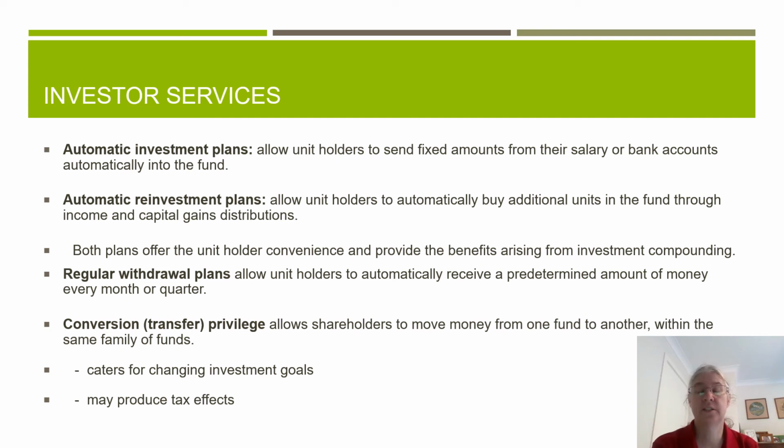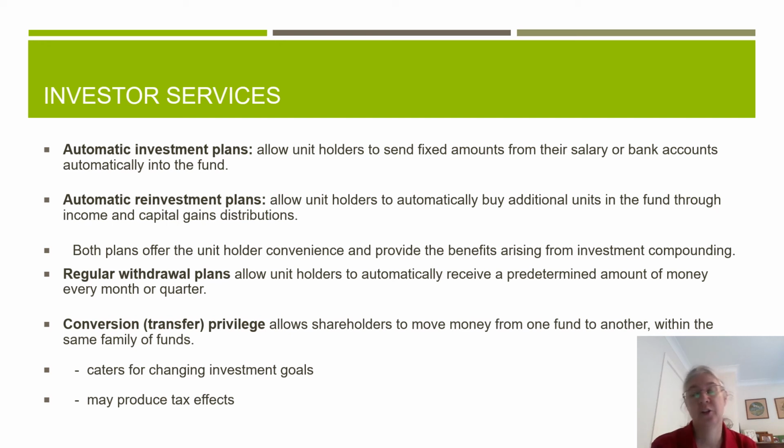So they offer services to their clients. You can have automatic investments, where you're sending automatically from your pay each period a fixed amount off to the managed fund, and they will then buy more units for you. You can have automatic reinvestment. So if you're receiving income from dividends and capital gains, instead of getting that paid into your bank account, you can buy more units and increase the number of units you have that way. Both of those types of plans are a very convenient, easy way to get compounding benefits.